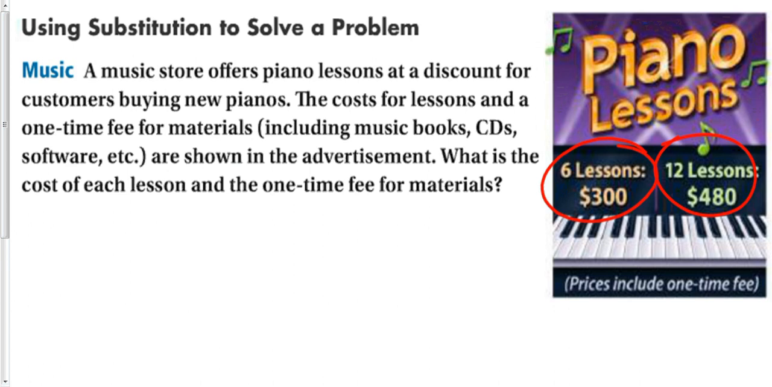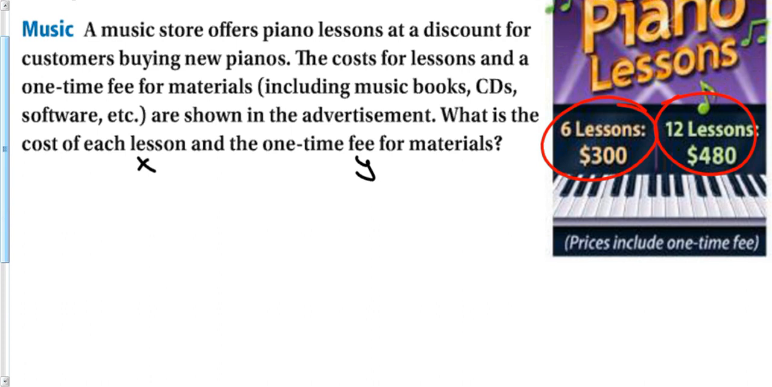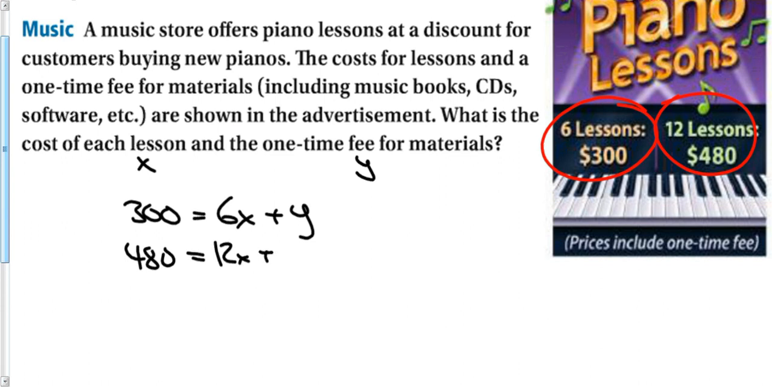So with those two pieces of information, I can figure out how much the lesson is and how much the one-time fee is. Let's call each lesson x, and let's call my one-time fee y. So let's use my information that 300 bucks is going to be 6x, 6 lessons, plus my fee. Same thing for the second one. That $480 is going to be equal to 12x plus my fee.